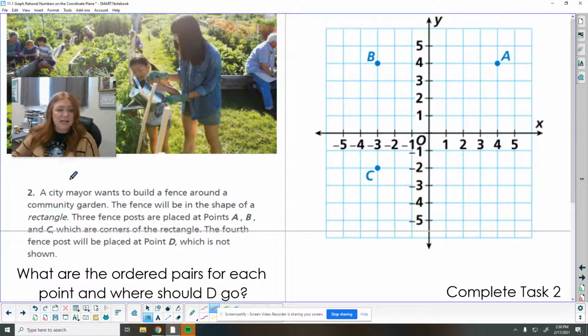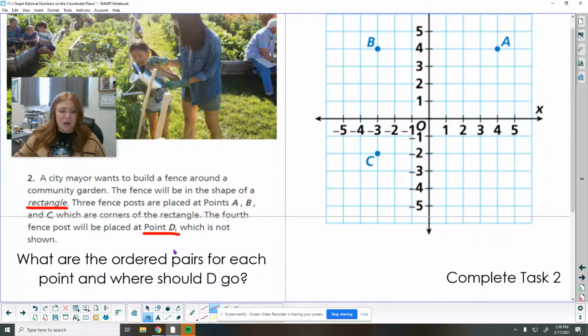Task 2 tells us that a city mayor wants to build a fence around a community garden. The fence will be in the shape of a rectangle, so that's important to note. Remember, a rectangle has 4 right angles. 3 fence posts are already placed here at A, B, and C. So these are 3 of the corners, and we need to find the 4th one. The 4th fence post will be placed at point D, which is not shown. So what are the ordered pairs for each point, and where should D go?